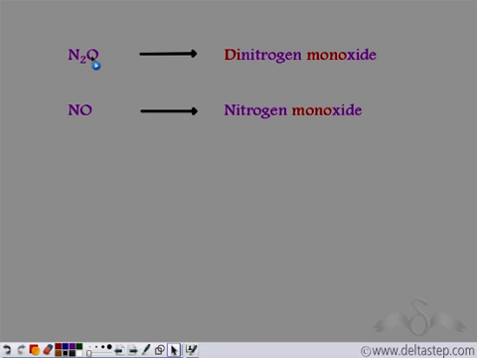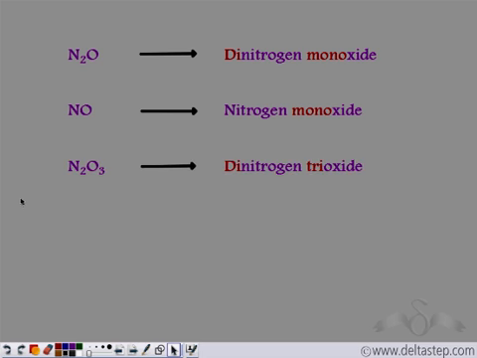Now we have NO. This shows there is one atom of nitrogen, one atom of oxygen. So when we name the first non-metal, it remains nitrogen, and for the second non-metal, the "ide" suffix is added to it, so it becomes oxide. When we have one atom in the first element itself, this becomes mononitrogen. But we can ignore the mono which is present for the first element. So it becomes simply nitrogen monooxide.